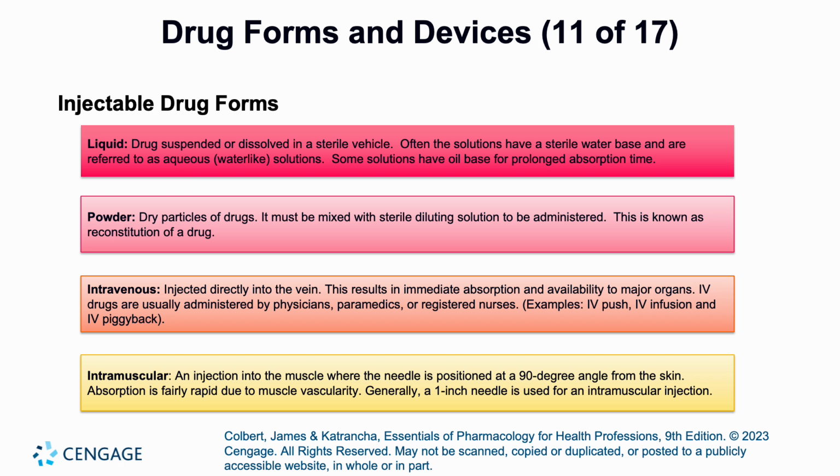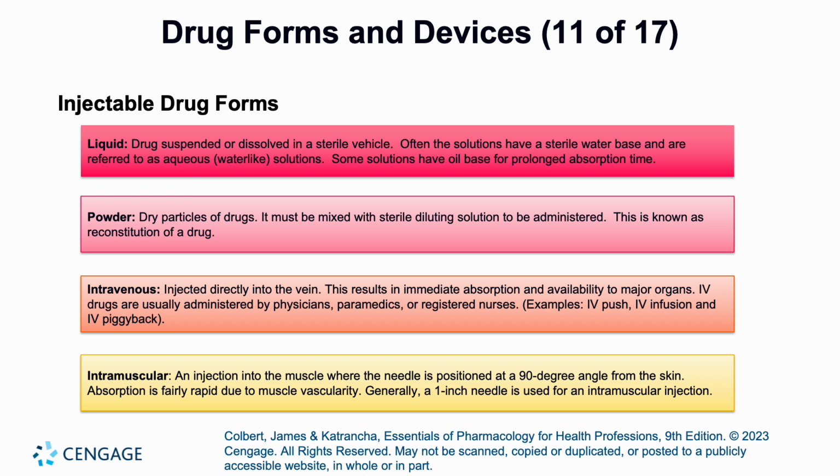Different types of injectable drug forms. Liquid is a drug suspended or dissolved in a sterile vehicle. Think of a syringe. Often the solutions have a sterile water base and are referred to as aqueous or water-like solutions. Some solutions do have an oil base for prolonged absorption time, and those are what we would call more viscous, so they're a little bit thicker. You have to be careful with those, making sure you flush well after, and you're aware of your needle size and all those types of things.